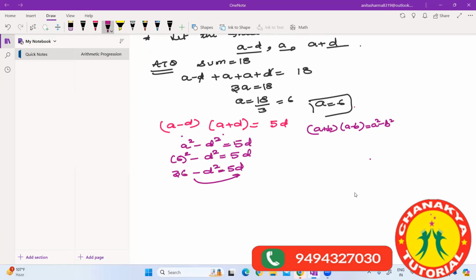Now you can transpose both the terms to the right hand side. So D square plus 5D minus 36 is equal to 0. Now you have got your quadratic equation, right? So you can find the value of D. Just solve it and tell me the value of D. Hurry up. And here you can take both the values, positive as well as negative, because your common difference can be negative also, right?